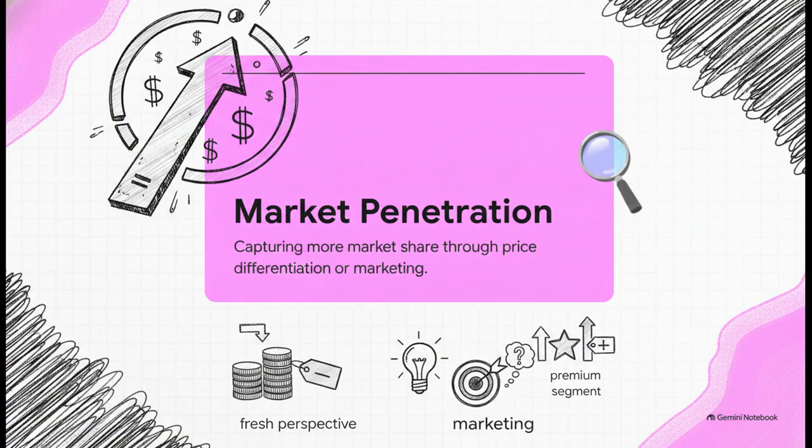Let's take a closer look at some of these specific strategies, starting off with market penetration. This one is all about capturing and really dominating more of your current market share. And how do you do this? Well, you develop uniqueness. That could be through aggressive price differentiation, like calculating a margin that lets you offer cheaper prices, or even charging a premium to grab a totally different segment. Or you could just change up your marketing, so your target customer perceives your product from a completely fresh perspective.